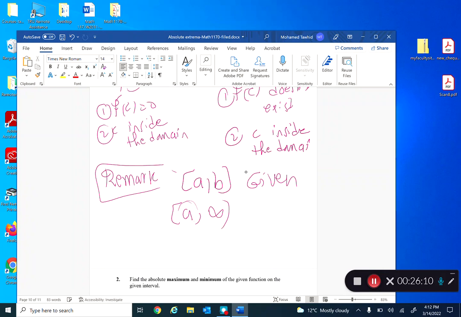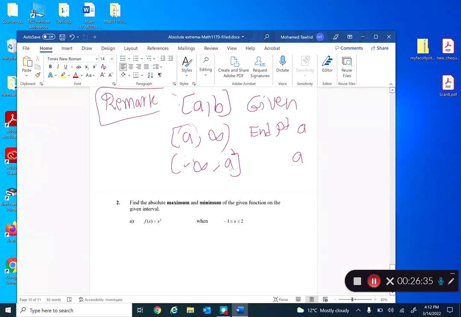So what are your end points, a and b? Here what is my end point? The end point here is only a, because plus infinity is not a number. So here what is your end point? Just a. Your a here is the end point. If you have this kind of domain, then you could have min or max.